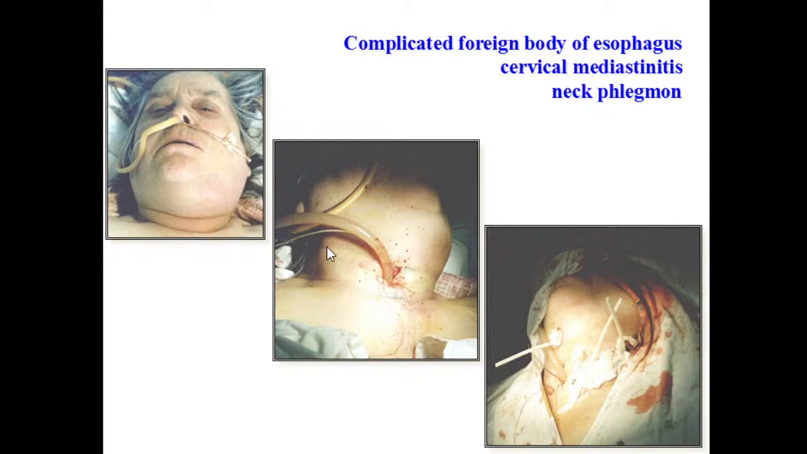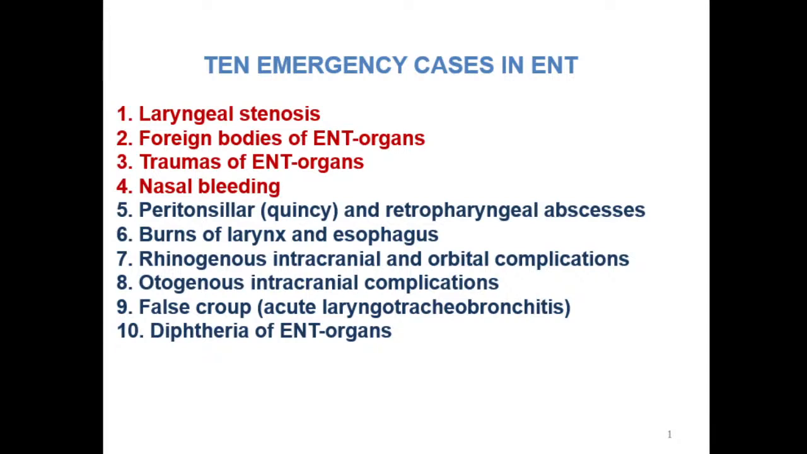And in this case, of course, pus and edema press on the trachea, press on the larynx, and make a narrowing of these organs. Again, to remind you, the main 10 emergency cases in ENT.